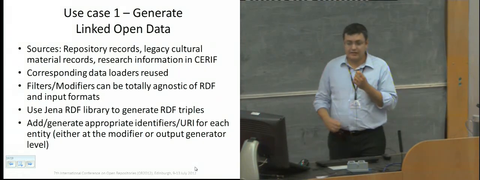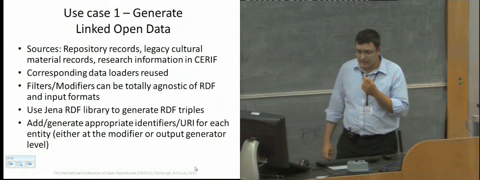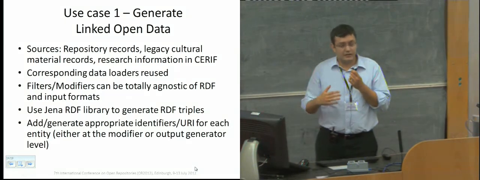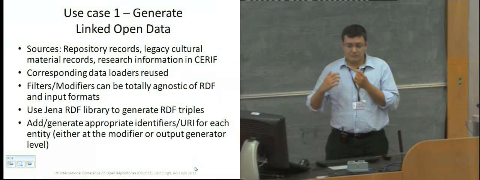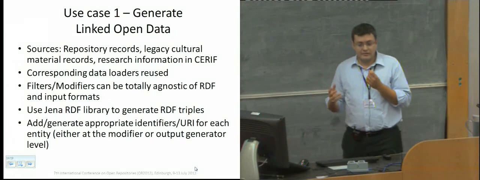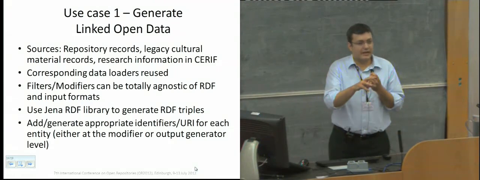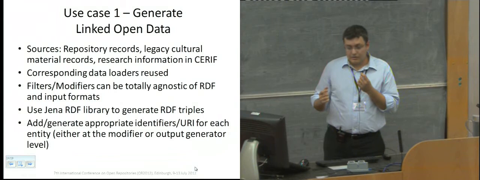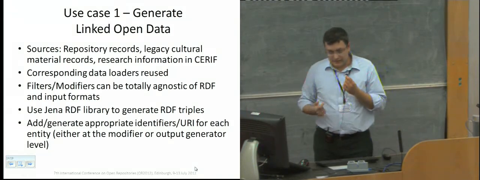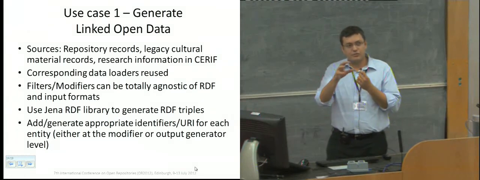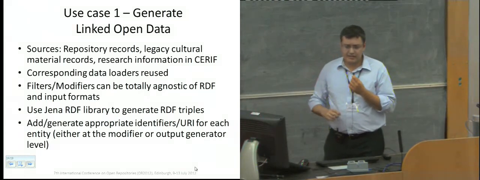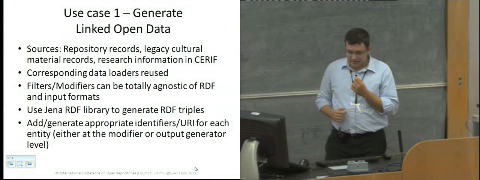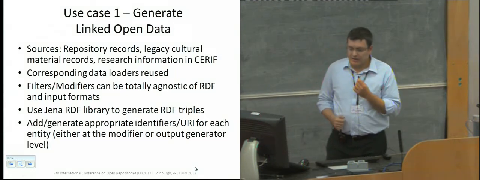We use the Jena RDF library to generate RDF triples. One interesting part there was the generation of specific URIs for each entity appearing in the records. There have been well-known entities, for example, geographic locations or publications that had already an identifier, but one should also, when providing linked open data, assign identifiers to entities that are provided by the same system. So we have incorporated in the system various ways to generate patterns of URIs.